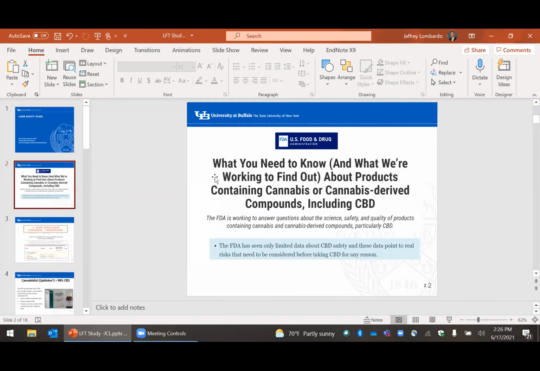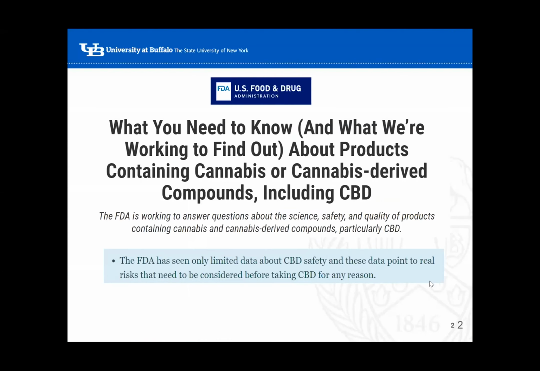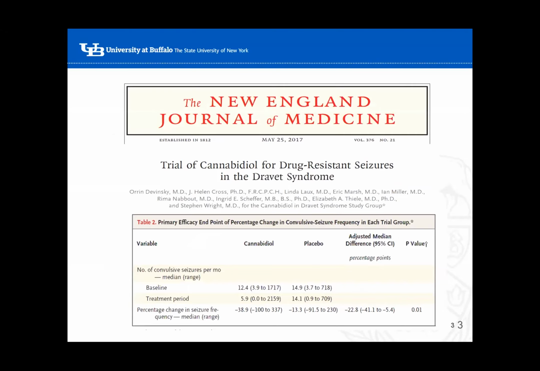So let me recap real quickly through these slides. So this was the FDA warning letter, or what you find when you go on their website, which states that CBD is a problem, and we have limited safety data, and the need for more data of CBD in the marketplace. And this was an example, the excerpt in the New England Journal of Medicine article, Devinsky, which led to them meeting their primary endpoint that led to the FDA approval.